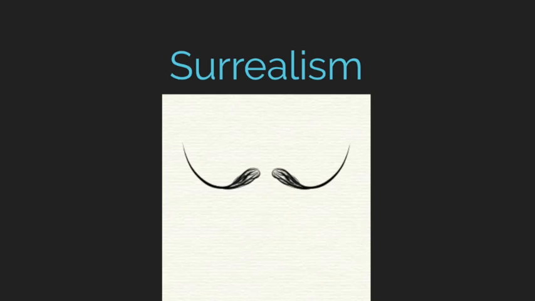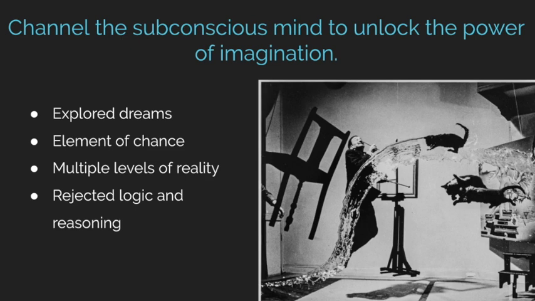So let's quickly review what we learned about Surrealism. We know that Surrealism emphasizes the subconscious and that they like to explore dreams, the element of chance, as a way to navigate multiple levels of reality. And because of that, they rejected logic and reasoning. Right? They were all about dreams, the subconscious, getting to this higher place.